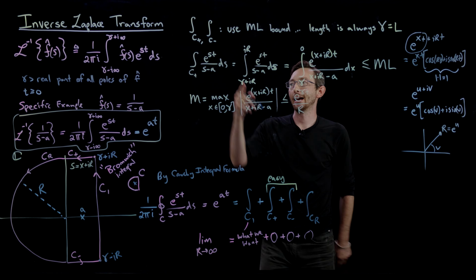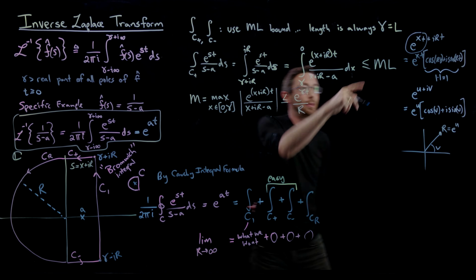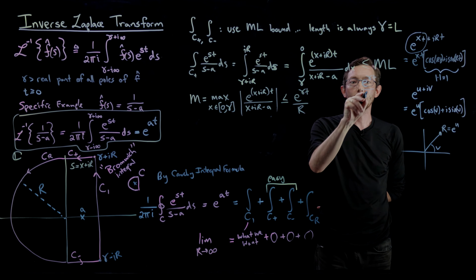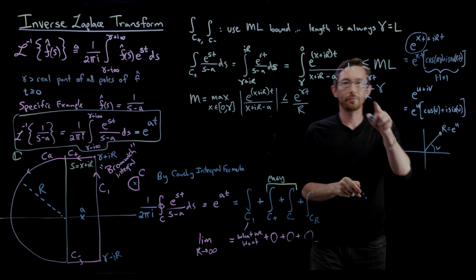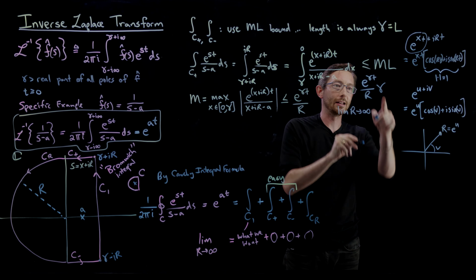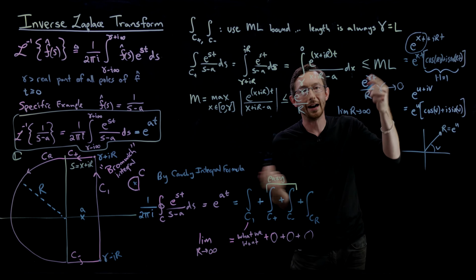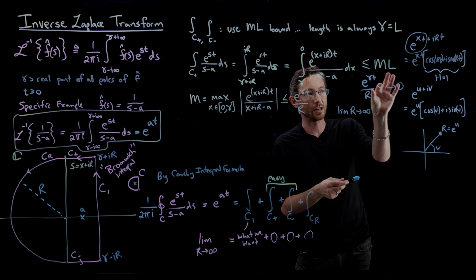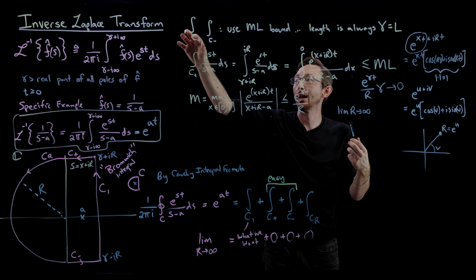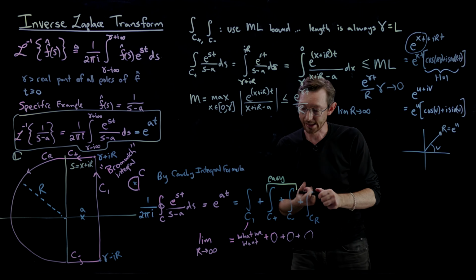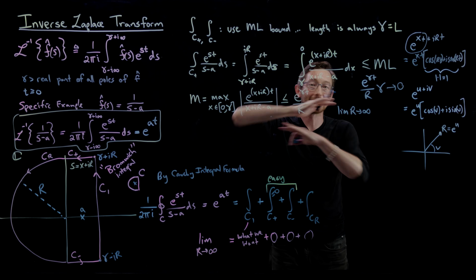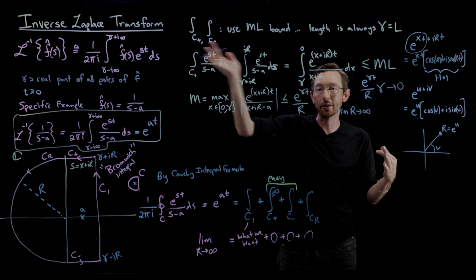And the nice thing about that is that now M is e to the gamma t over r, and L is a constant, gamma. So if I take the limit as r goes to infinity, this thing goes to 0 because I'm dividing by infinity. A constant number times a constant number divided by infinity goes to 0. That proves that C plus, the plus part of my contour, this integral equals 0. And the C minus is exactly the same. I'm not going to do a whole other thing just for C minus.